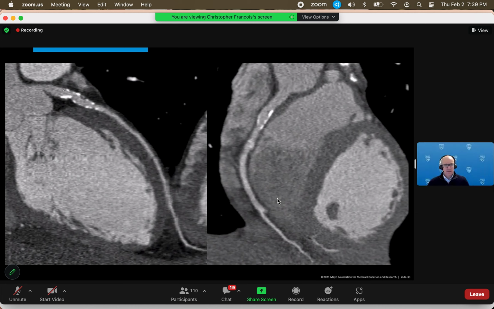Yeah, so on the left, we have the left anterior descending coronary artery. There's some calcification. There's some non-calcified plaque. Which vessel do you think this is over on the right? Yeah, so the RCA. And that also has calcifications proximally.